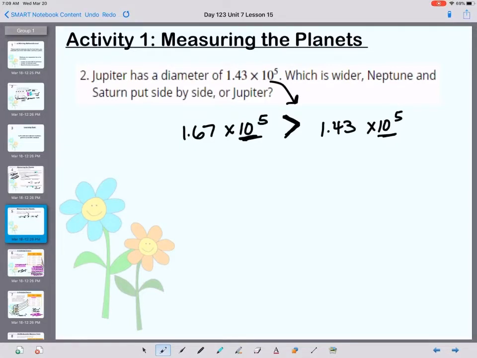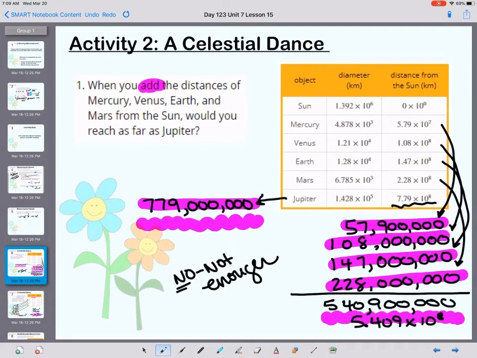So activity 2. You are adding the distances of Mercury, Venus, Earth, and Mars from the Sun. And then you're asked, would it reach as far as Jupiter? When I transfer Mercury, Venus, Earth, Mars from the Sun, you'll see how I transfer them to standard form. You add them together and you would get 540,900,000. And then if I compare that to Jupiter, I can either compare its scientific notation or its standard form, and the answer would be no, it's not enough.